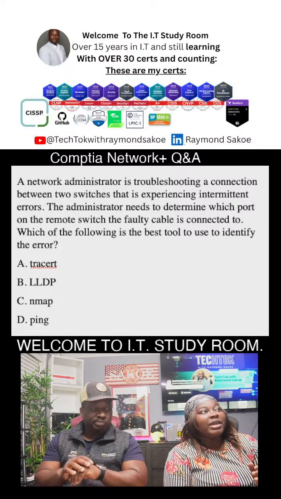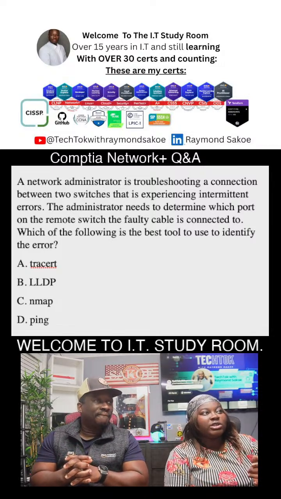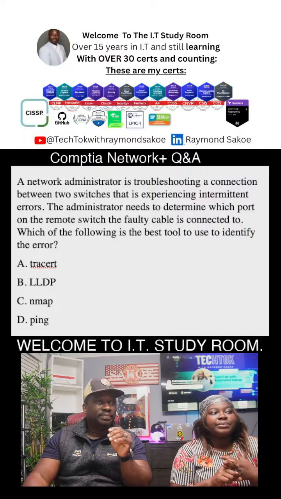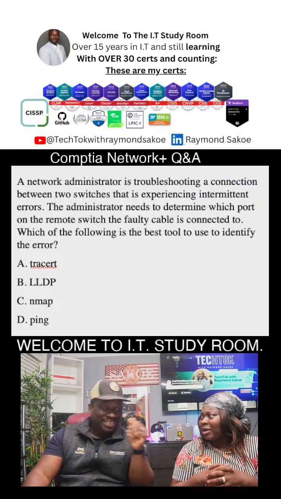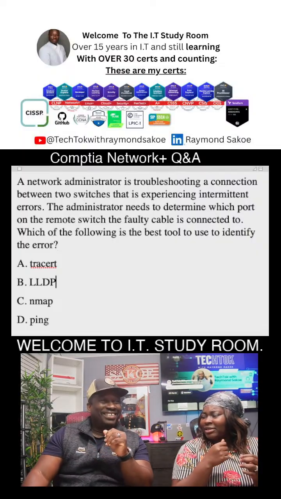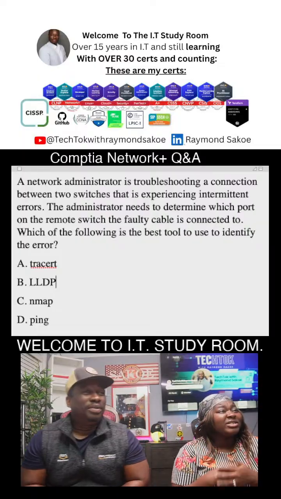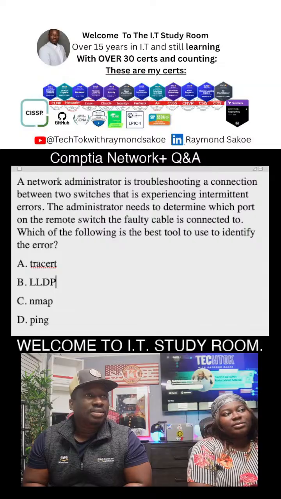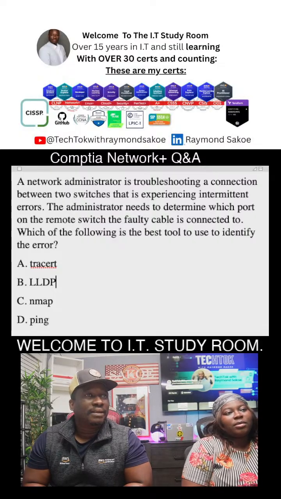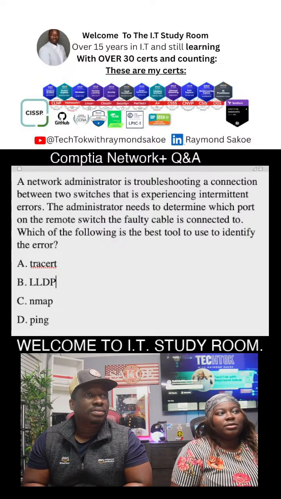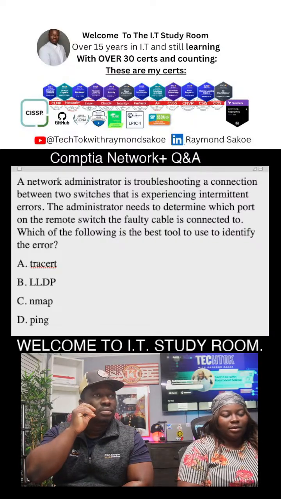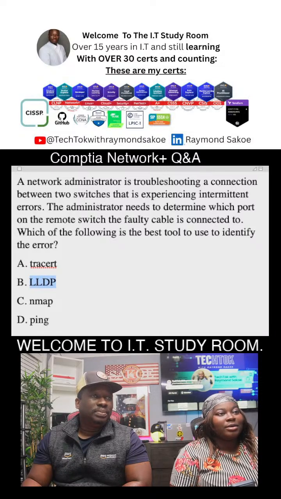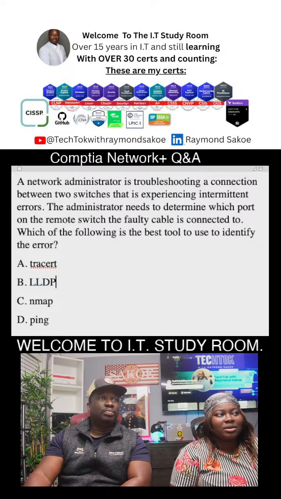All right. So we have B, we have C, the answer choices, and I think I saw A in there. So what's the answer? B, C, A. Sorry, allergies. So the answer would be B. Yeah, LLDP, Link Layer Discovery Protocol.